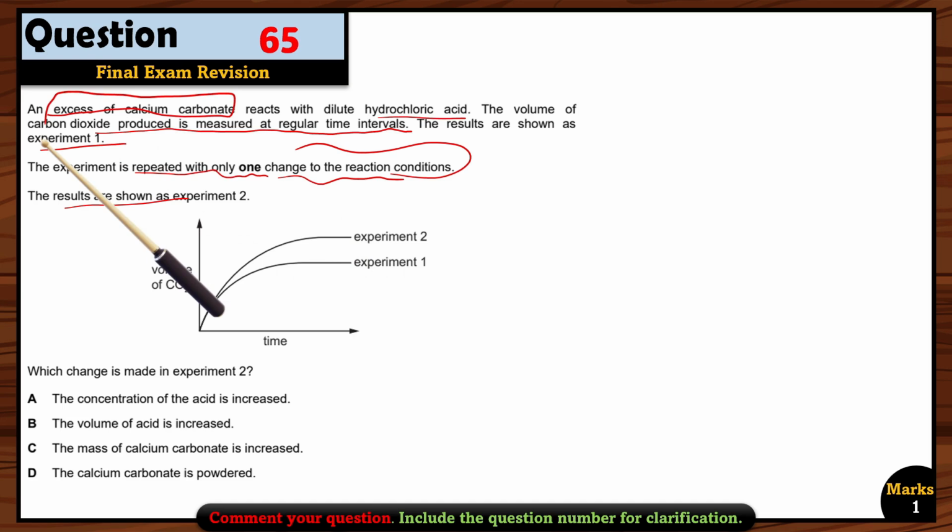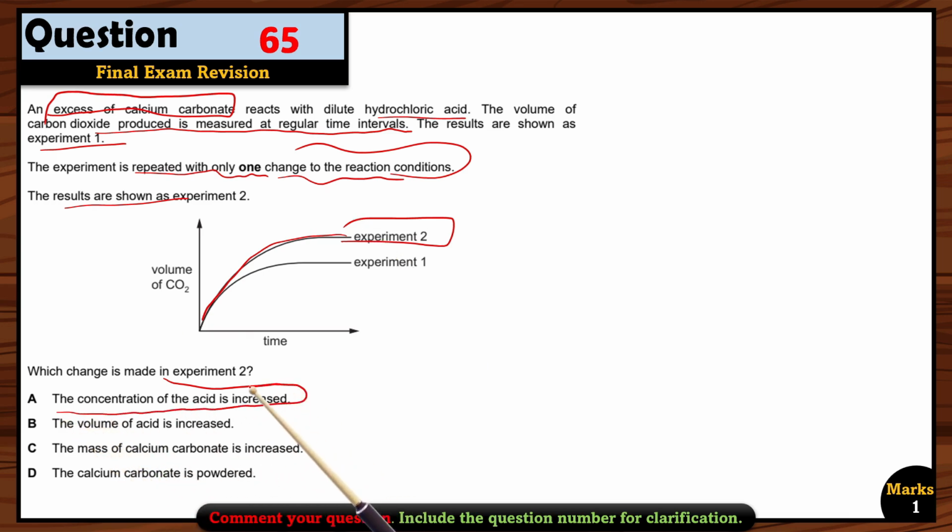So now if you see which change is made in experiment 2, experiment 2 is more steeper. What does it mean? It means anything you have added is actually increased. You have increased something, that's why the graph is more steeper than experiment 1. It means the rate of reaction is higher in experiment 2, right, than experiment 1. So it means something has been increased in experiment 2.